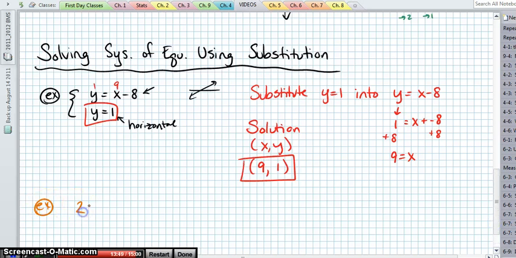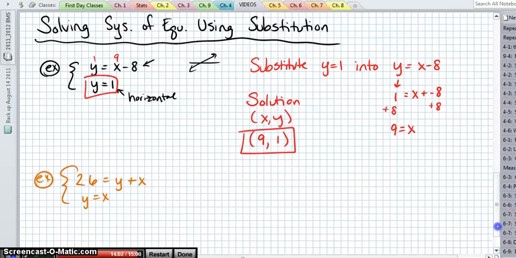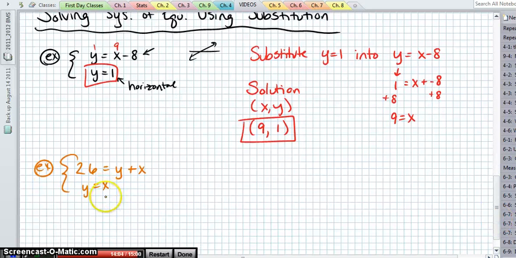Let's say we have 26 equals y plus x, and then y equals x. This one's a little bit trickier because we're not actually given a value for y. We're just saying y and x are the same thing. When you graph this type of equation, you'd get 1, 1, 2, 2, 3, 3, 4, 4, 5, 5. It would be a diagonal line. The other equation, we'd get some kind of line as well, but again, we don't have to graph it.